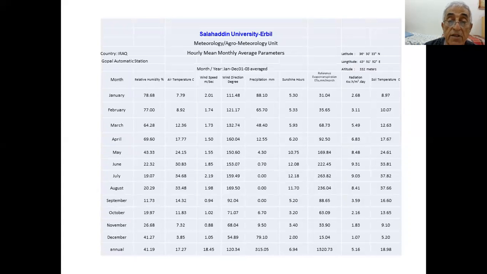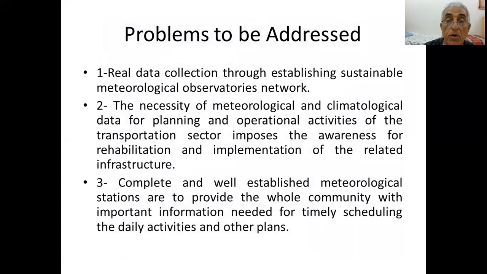This table is another, the 3-year data average recorded at Gopal Automatic Weather Station, which is located just behind Baharka in Erbil Governorate. Problems to be addressed. First, real data collection through establishing a sustainable meteorological observatories network. 2, the necessity of meteorological and climatological data for planning and operational activities of the transportation sector imposed the awareness of rehabilitation and implementation of the related infrastructure. 3, complete and well-established meteorological stations are to provide the whole community with important information needed for timely scheduling of daily activities and other plans.